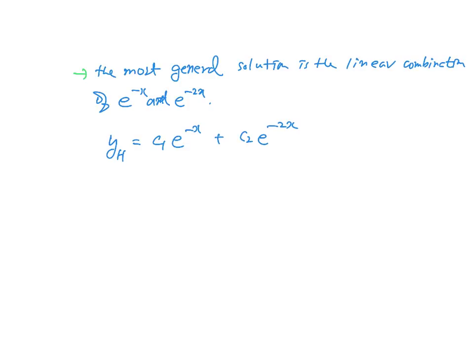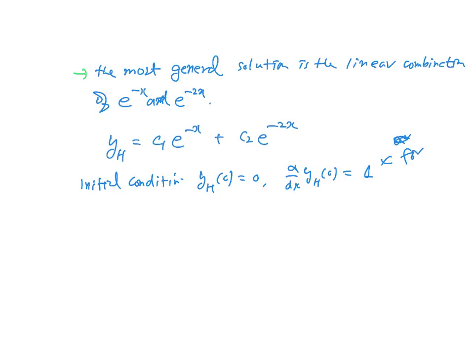And there are two ways to determine these coefficients. We have two unknowns, c1 and c2, so we have to apply two conditions. One is the initial condition. For this, yh(0) is 0, and dyh/dx at 0 is 1. This is just arbitrary, for example.